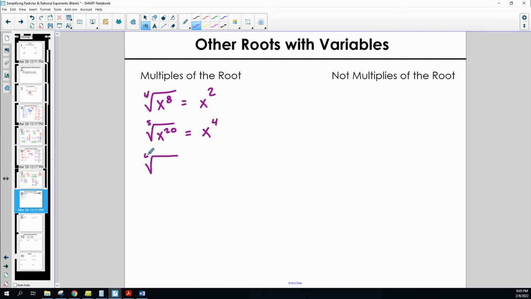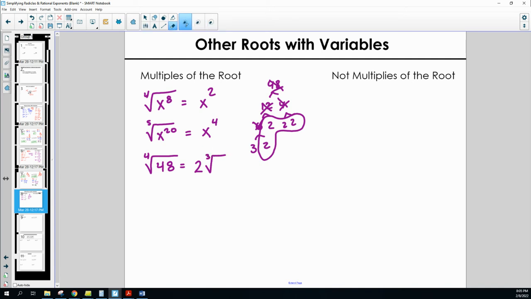If you have a number on the inside, so let's say we had the fourth root of 48, I'm just going to do this real quick. So 48, I'm just going to do 12 and 4, and then I'm going to do 6 and 2, and 3 and 2, and 2 and 2. So if you're doing something like this with numbers, the fourth root means that you need 4 of the same number. So, 1, 2, 3, 4. There's 4 2's, so we're going to get a 2. And then we have, not a 3, that's a 4. And then we have a 3 left over inside.